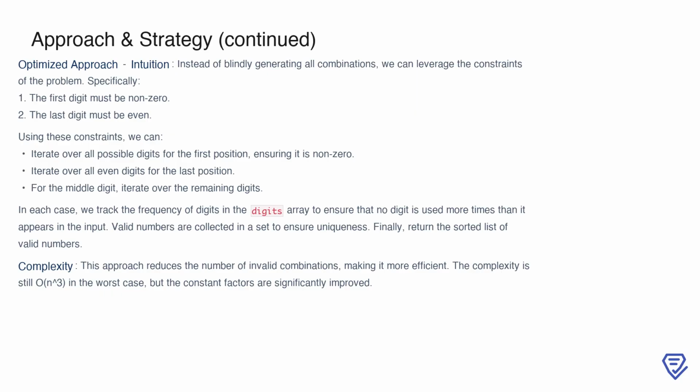Throughout this process, we track the frequency of digits in the input array to ensure that no digit is used more than it appears. By collecting valid numbers in a set, we maintain uniqueness without needing additional checks or constraints. This approach is still O(n) cubed in the worst case, but by avoiding unnecessary combinations, it is significantly faster and more efficient compared to brute force.